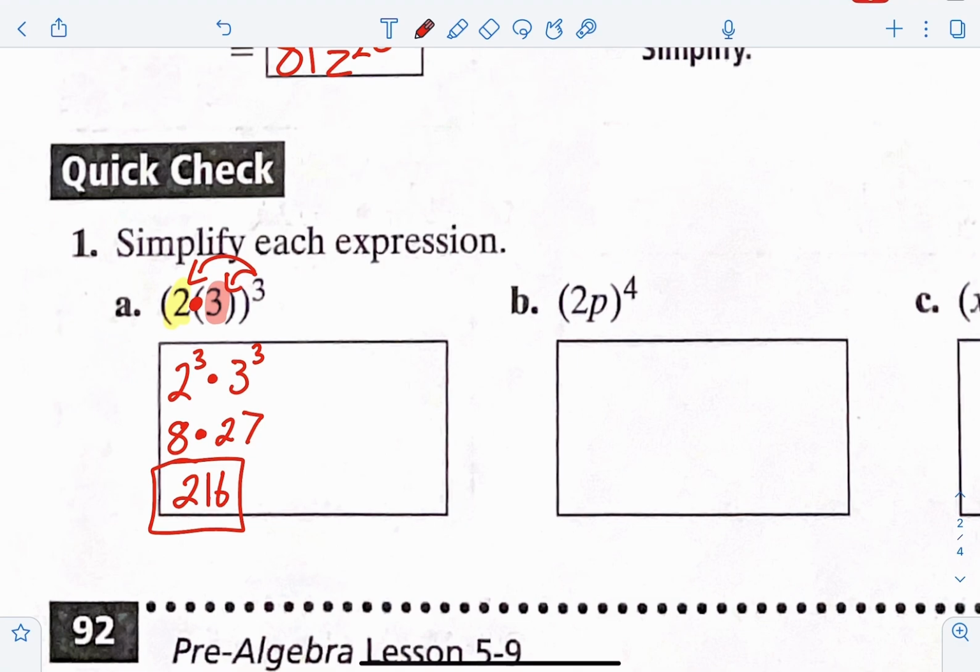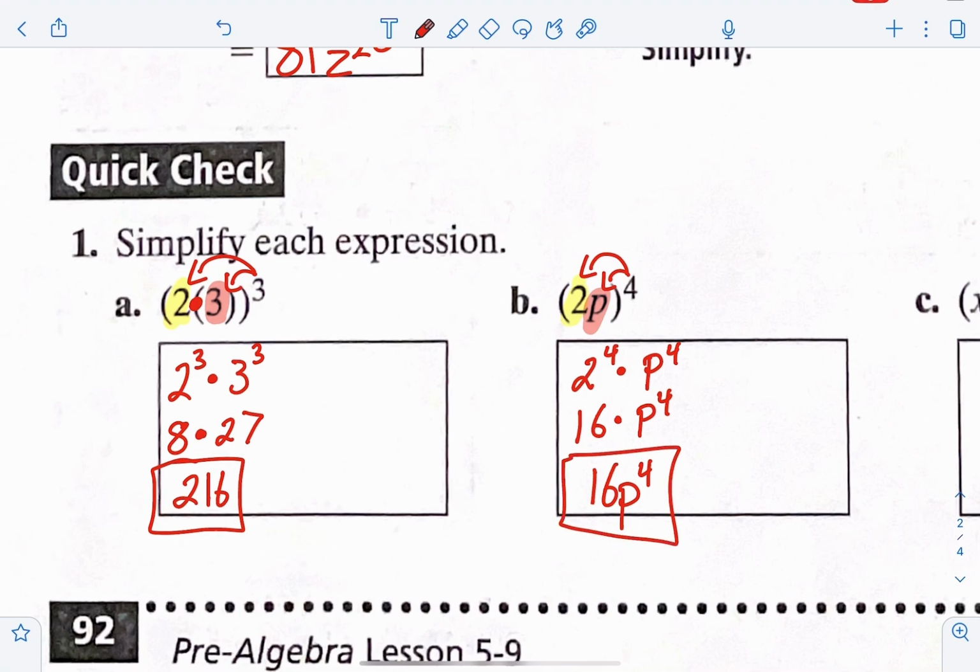Okay, so for B, hopefully what you noticed was that you have the 2 and you have the P. So those are the things that your 4 is being applied to. So you have 2 to the 4th times P to the 4th. 2 to the 4th, 2 times 2 times 2 times 2, is going to give you 16 times P to the 4th. Then for our final answer, we write that without the multiplier between it to show that it's multiplying, just because when we have a variable, we don't need to have that. So your final answer should look like this, 16P to the 4th.